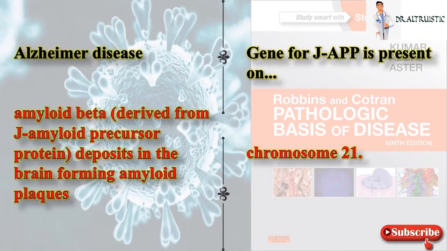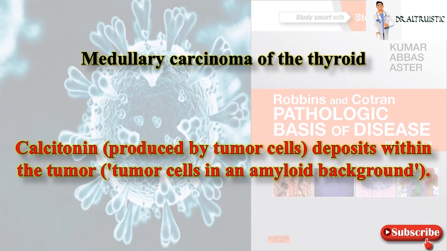Alzheimer's disease: amyloid beta, derived from beta-amyloid precursor protein, deposits in the brain forming amyloid plaques. The gene for beta-APP is present on chromosome 21. Medullary carcinoma of the thyroid: calcitonin, produced by tumor cells, deposits within the tumor cells in an amyloid background.